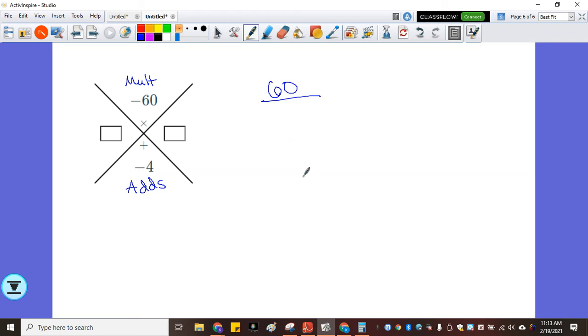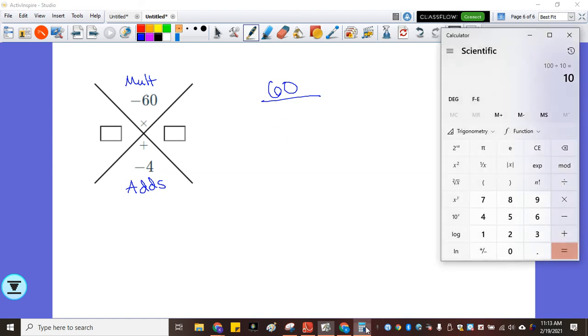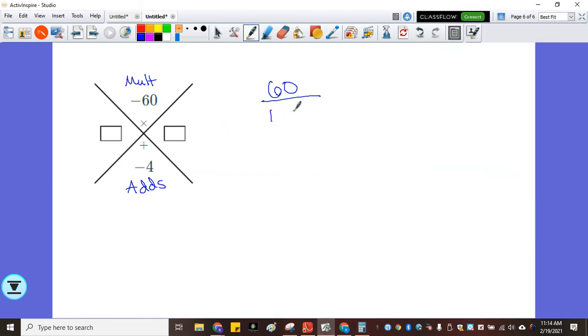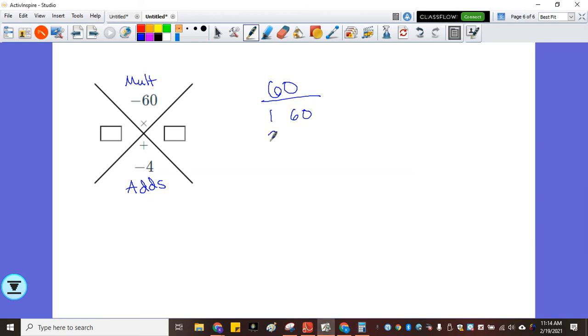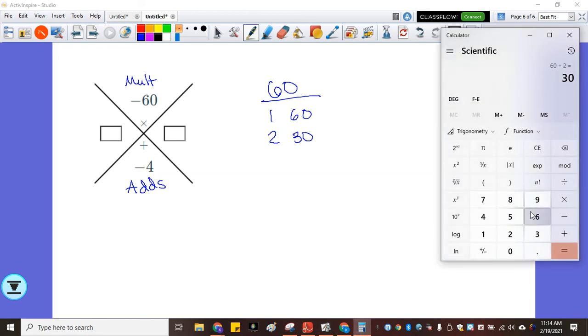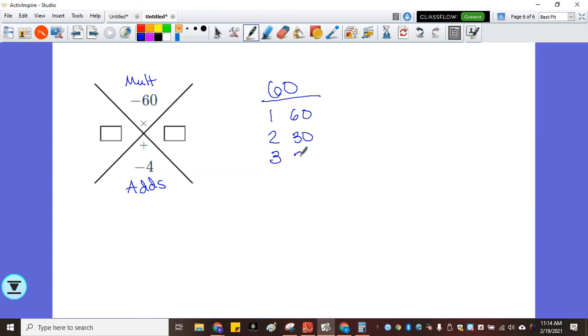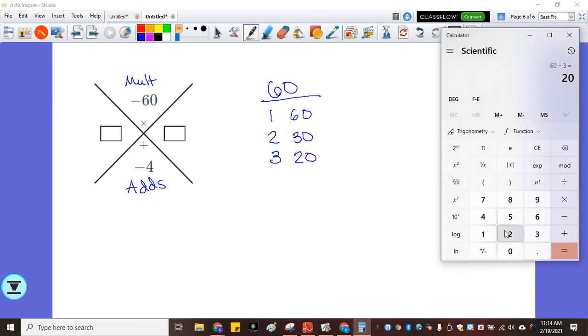So you need to write down all your factors of 60. 60 divided by 1. It's always the first one. Everyone always forgets that one. 2 is a factor. 2 and 30. But that doesn't have a difference of 4, so we have to keep going. 60 divided by 3. 3 and 20. Not yet. We gotta keep going.